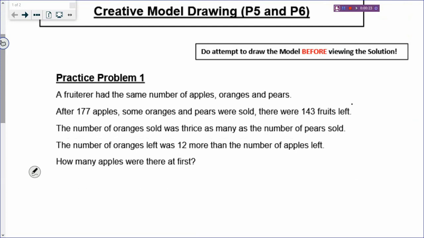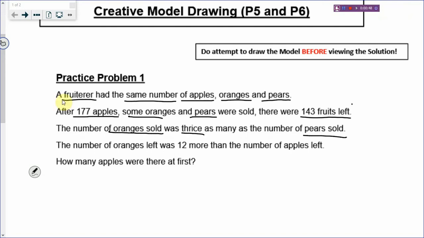Every time you know that you can draw the model, you look at the problem, read the problem first, highlight, and then later on you break down the problem by looking at one sentence at a time. A fruiterer had the same number of apples, oranges, and pears. After 177 apples, some oranges and pears were sold. There were 143 fruits left, and the oranges sold was twice as many as the pears sold, which means that you sold 3 times of oranges and 1 time of pears. And then the oranges left was 12 more than the apples left. So how many apples were there at first?